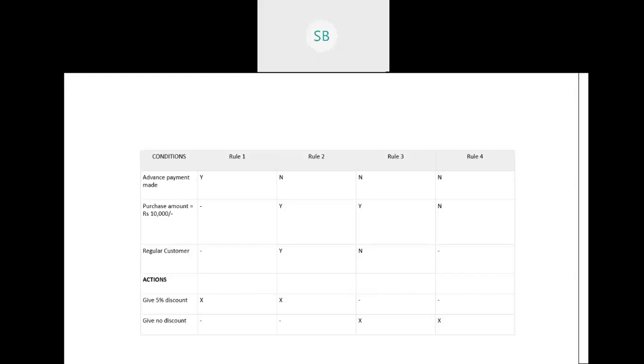So how do we find the action entry? Here we should count the number of yeses. If the number of yeses is greater than the number of no's, then we can give the discount. Suppose only one yes is there, then we cannot give the 5% discount. But here two yeses are there, so we can give a 5% discount. But here, can we give it? No, because only one yes is there. So that is why a decision table works. Any confusion in the decision table?